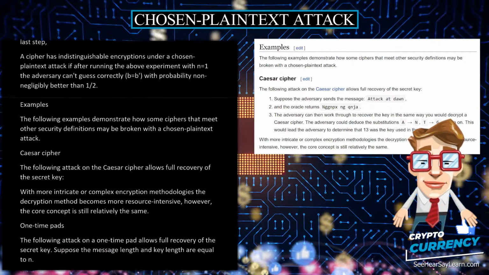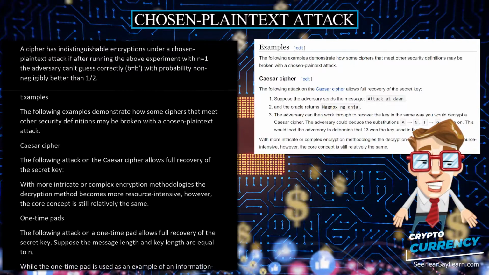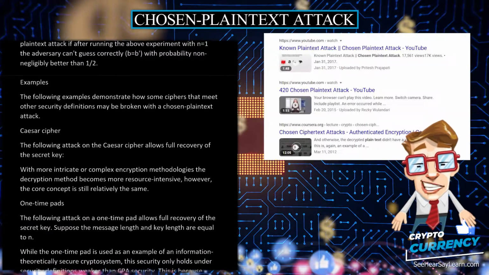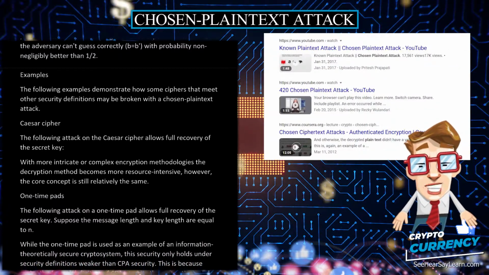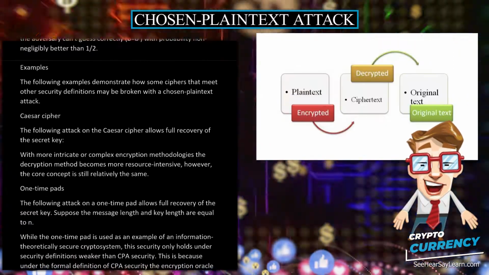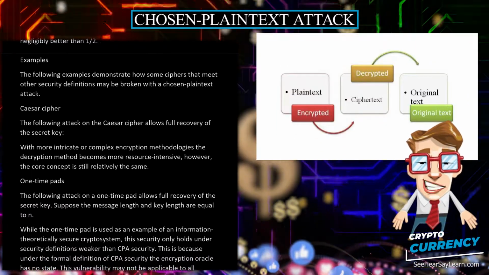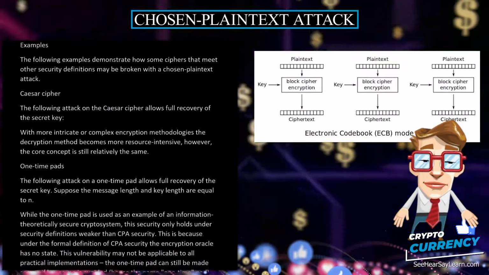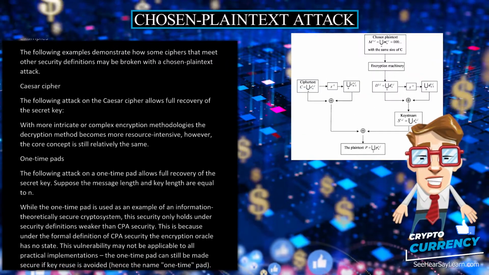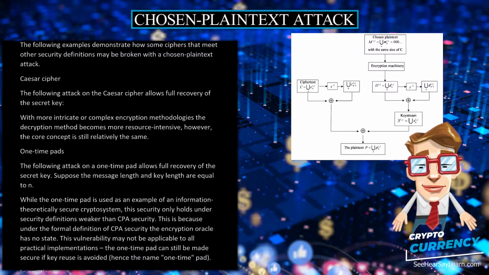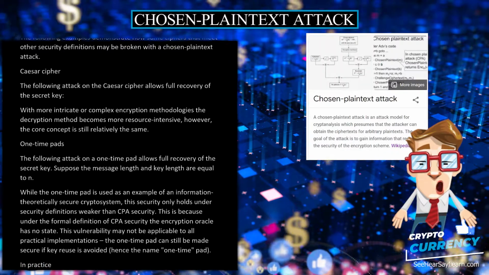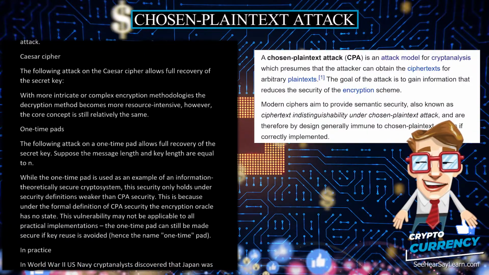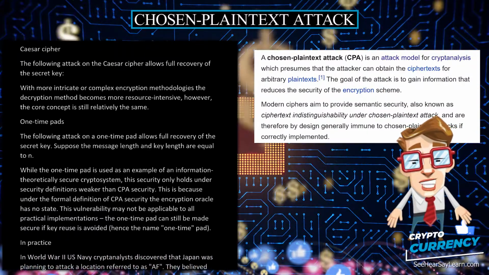One-time pads. The following attack on the one-time pad allows full recovery of the secret key. Suppose the message length and key length are equal to n. While the one-time pad is used as an example of an information-theoretically secure crypto system, this security only holds under security definitions weaker than CPA security. This is because under the formal definition of CPA security the encryption oracle has no state. This vulnerability may not be applicable to all practical implementations. The one-time pad can still be made secure if key reuse is avoided, hence the name one-time pad.